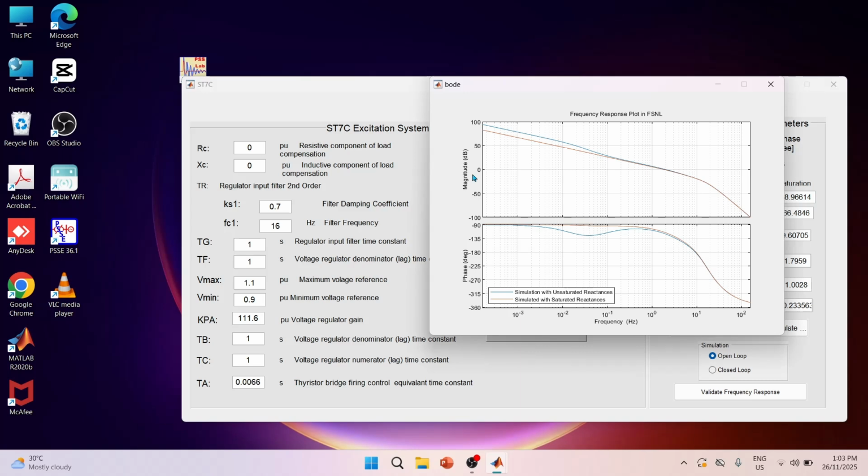There are two graphs, one for the magnitude in decibel and one for the phase in degrees. The blue lines are simulated with unsaturated reactances, whereas the red lines are simulated with saturated reactances. The gain and the phase margin can also be displayed and verified. So here is the gain margin and here is the phase margin.